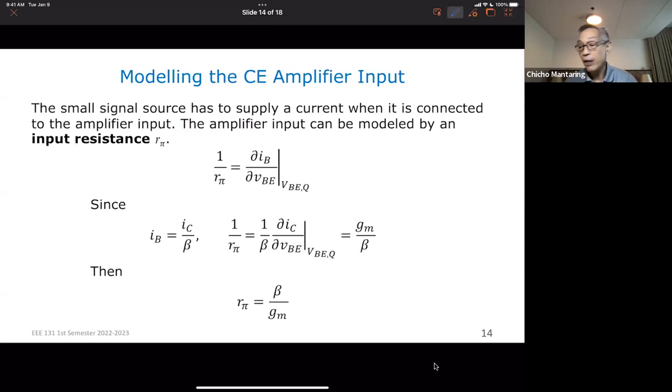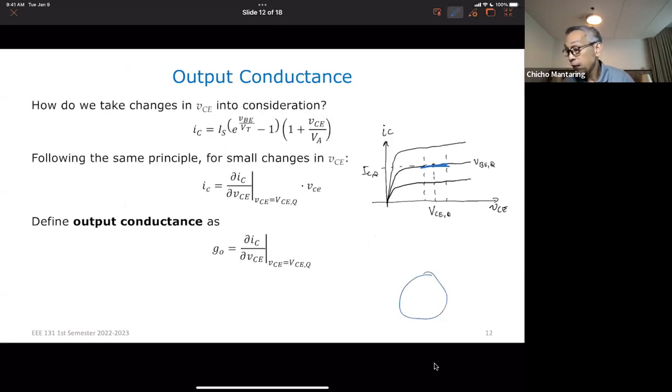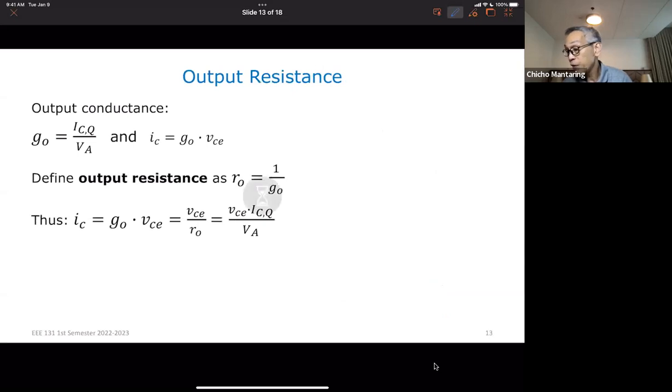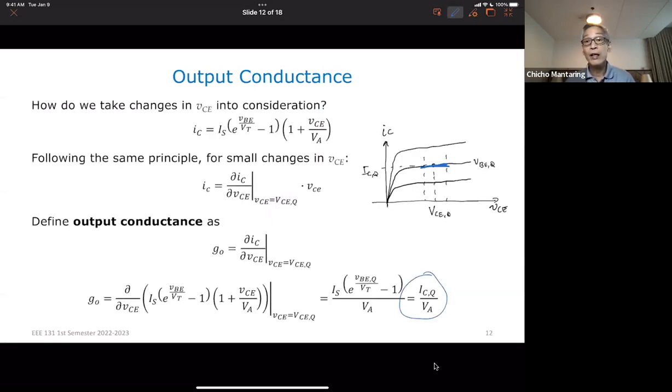Okay, now may model na tayo for the output. No? We already have a model for the output. Remember, yung isang gusto nating makuha is yung output characteristics. So this is I of C, that is a function of VBE and VCE. No? So ngayon, ang kailangan natin is a model for the input. So this is I of B as a function of VBE.